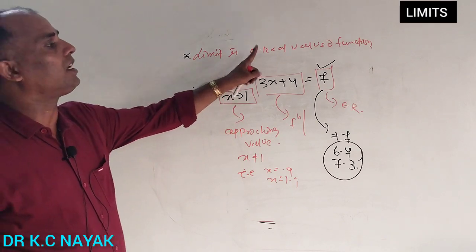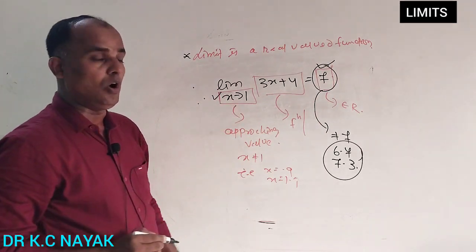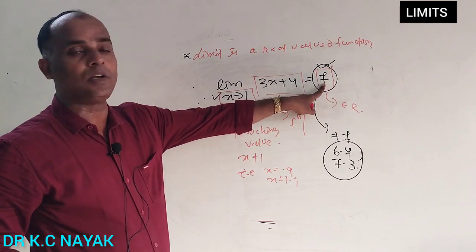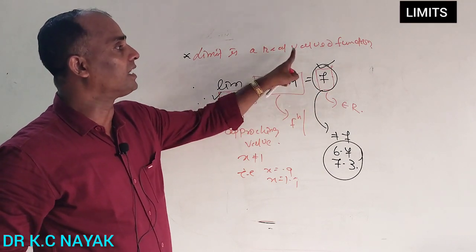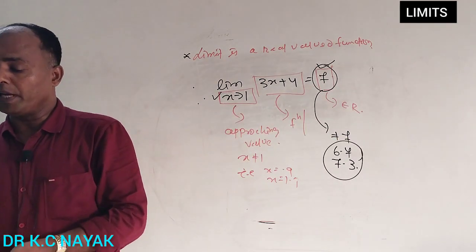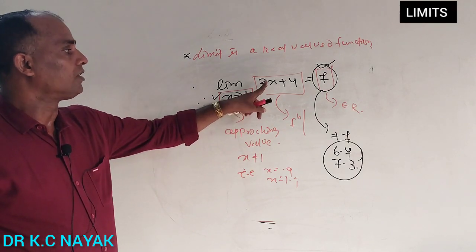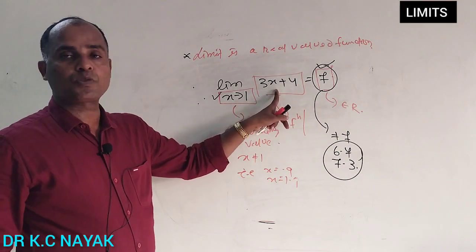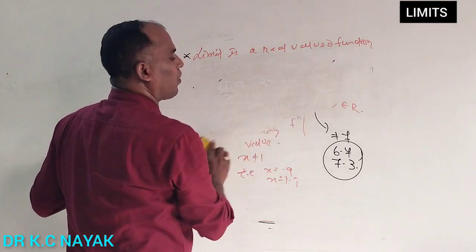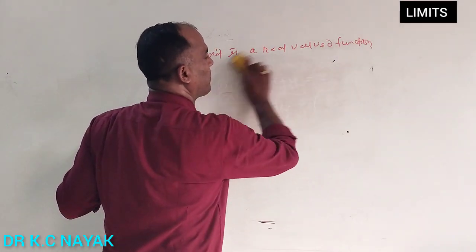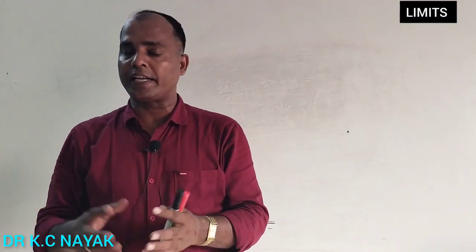Here we define limit is a real valued function, meaning the value which comes after putting the approaching value into the function, that value is a real value, or that value belongs to real numbers. That is why limit is a real valued function. That means x approaches 1, and 3x plus 4 is a function. Limit is a function. That function may be a polynomial function, a trigonometric function, a logarithmic function, or an exponential function.